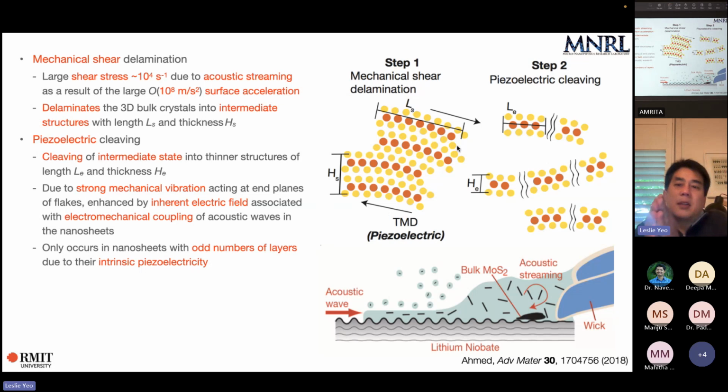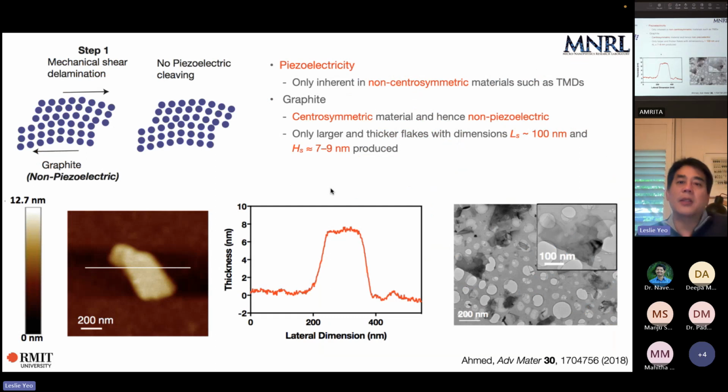And then after that, piezoelectricity takes over and cleaves the material into thinner and smaller flakes. Why do we think this is happening? I've already told you that piezoelectricity is only inherent in non-central symmetric materials, such as the transition metal dichalcogenides, but only when they're in an odd number of layers. When they're an even number of layers, or if the material is central symmetric like graphite, they're non-piezoelectric.